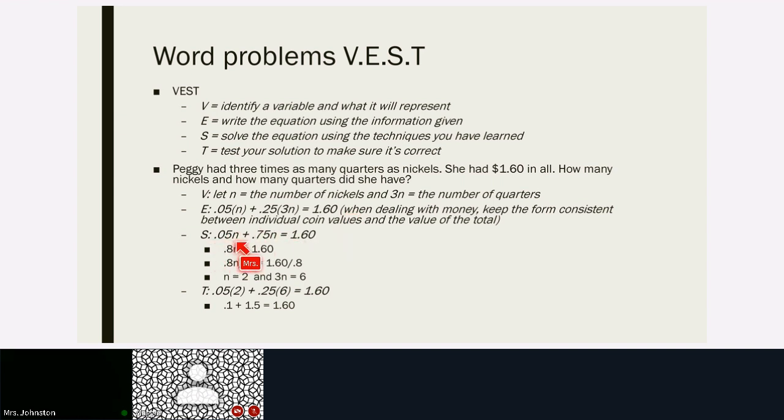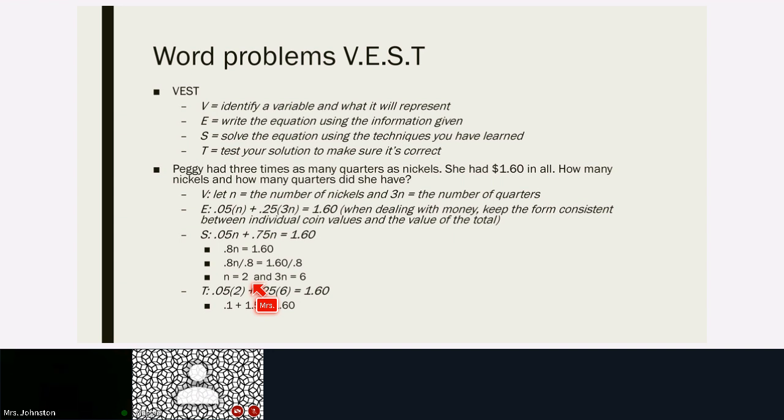Solving the equation, first you would do the multiplication to get rid of the parentheses. And the only thing we had to do here is multiply 0.25 times 3 to get 0.75. Everything else is pretty straightforward. Then these are like terms, so they can be combined. 0.05 plus 0.75 is 0.8. So 0.8n equals $1.60. Now it's just a one-step equation. To isolate the n, I have to divide both sides by 0.8, and I end up with n equals 2.